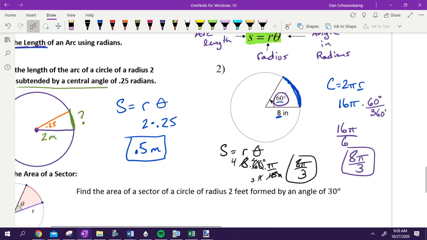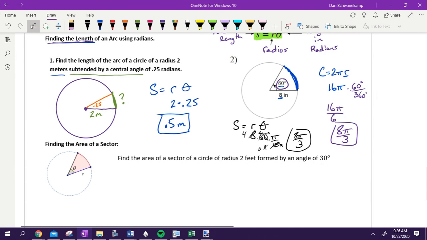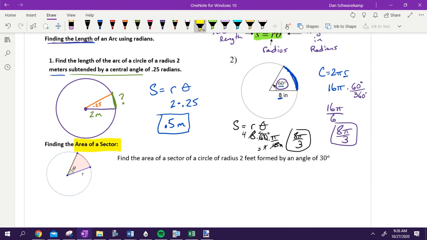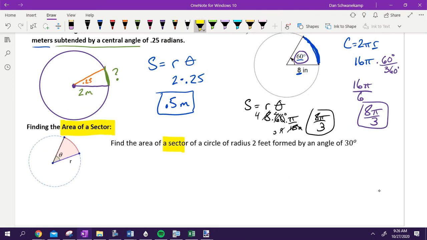Questions there? Next one. Find the area of a sector. Okay? This is absolutely just a SAT question. Find the area of the shaded region. You got a whole circle. You're finding the area of just the shaded region. Find the area of a sector, which just means that kind of shape, of a circle with a radius of 2 feet formed by an angle of 30 degrees. I could give you a formula, but if I gave you a formula, 2 minutes later you would forget it. Use your brain, figure it out. Go.